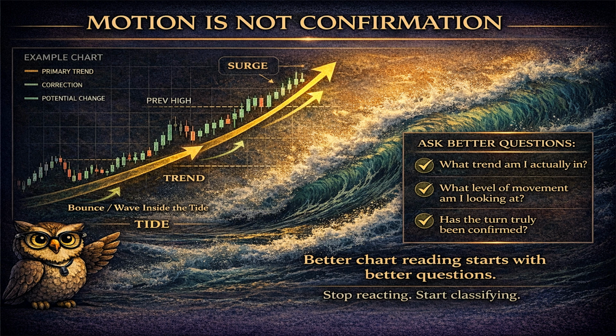Dow theory is not popular because it is flashy. It is useful because it teaches discipline. It teaches you to stop worshiping every candle, to stop calling every bounce a new bull market, to stop confusing movement with trend. The market always gives you motion. It does not always give you confirmation. And if you learn that difference, you immediately become harder to trap.